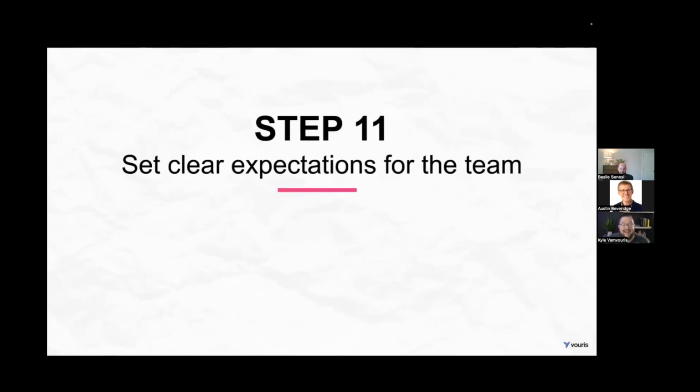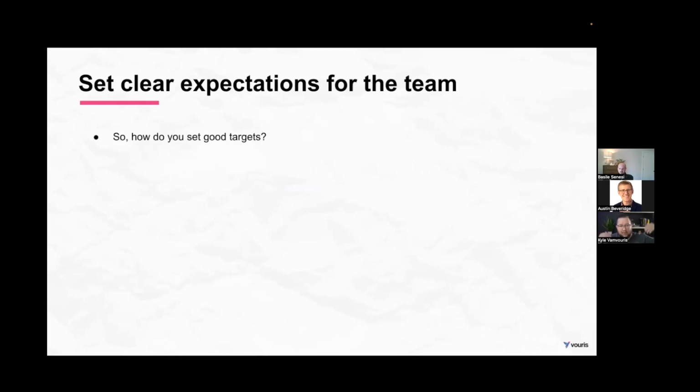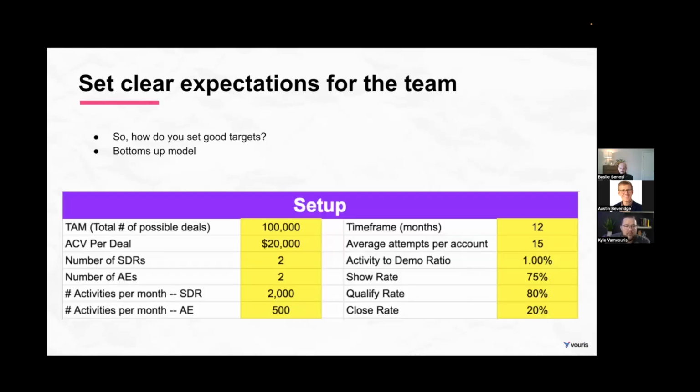Step 11, set clear expectations for the team. Really important. The real underlying question of this is, how do you set really good sales targets that people can hit? We try to do this with a bottoms-up model. There's several ways to do this, but we do a bottoms-up model. I'm not going to go through all of this right now, but I want to show you visually what it looks like. Essentially, and I give you access to the sheet, by the way, it's in the PDF with a link to it, you basically put in the numbers, either your estimates or your real numbers.